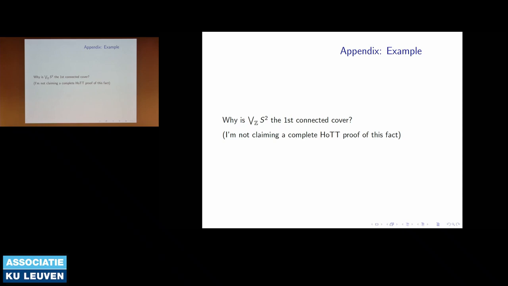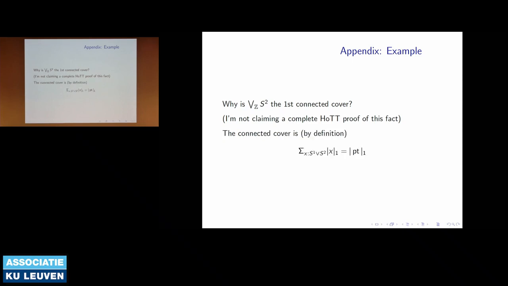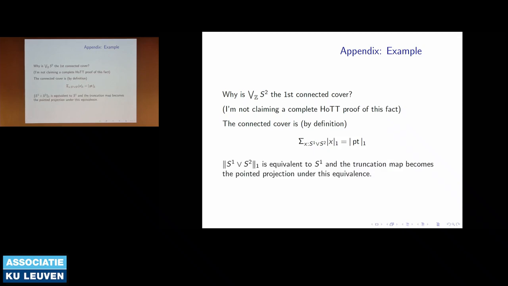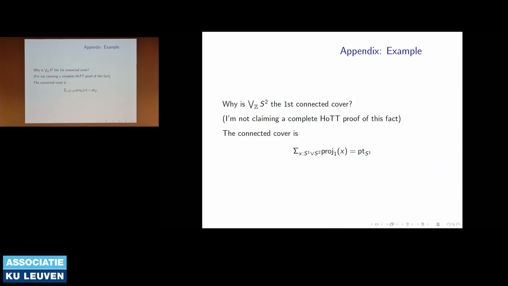But why should we think that this is the first connected cover of that space? I don't have a complete proof, but the connected cover by definition is this sigma type, right? This is the fiber of the truncation map over the point. But the truncation of S1 wedge S2 is equivalent to S1. The truncation map then becomes the pointed projection from the wedge into S1 under this equivalence. So we can rewrite the connected cover as this sigma type, where this is the pointed projection.